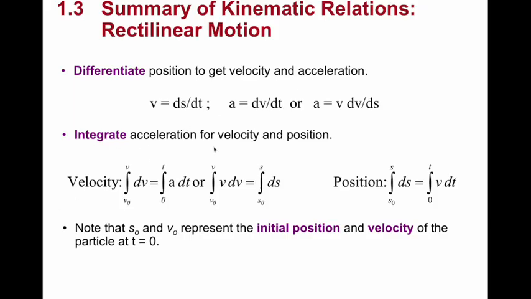If we integrate the acceleration for velocity and position, we can integrate the velocity between the initial velocity and the final velocity. Then we integrate on the other side between the initial time and the time that it took to go from point A to point B. We can also integrate the velocity to find the position. Note that s0 and v0 represent the initial position and the velocity of the particle at time 0.